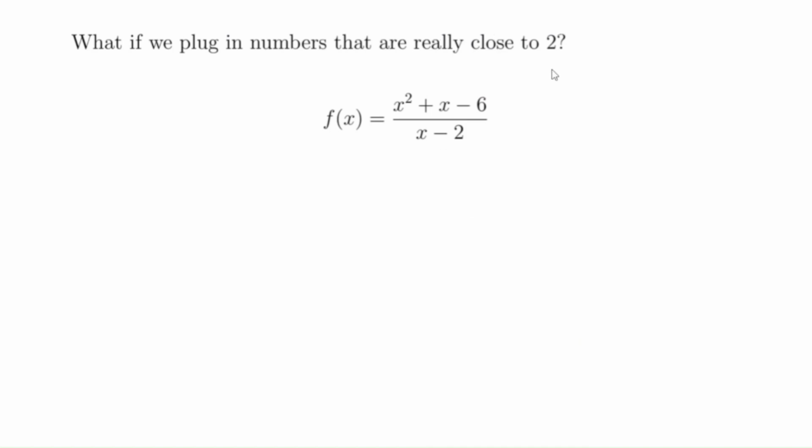Okay, so what if we plug in numbers that are close to 2? So what if I wanted to find f of 1.999 or f of 2.001? Okay, what kind of output would we expect? Okay, now I want you to think about this. Maybe, in fact, you can even pause the video here and just think about it for a second. What type of output do you expect?